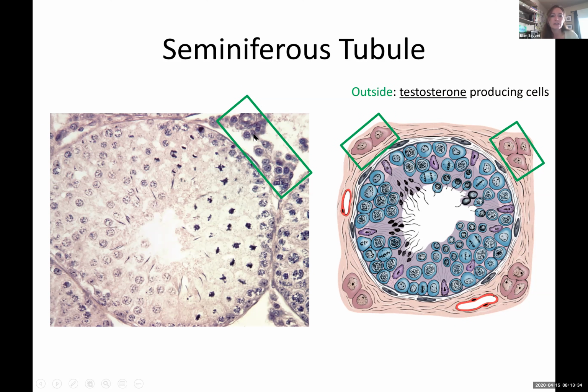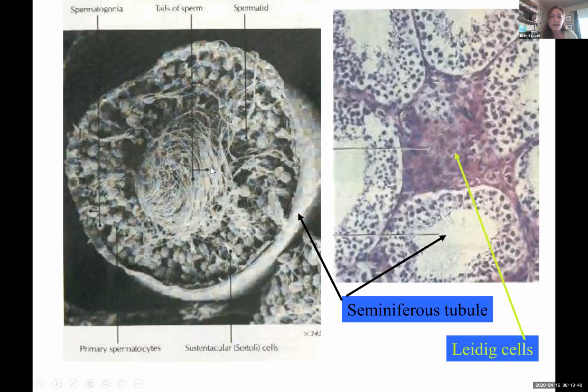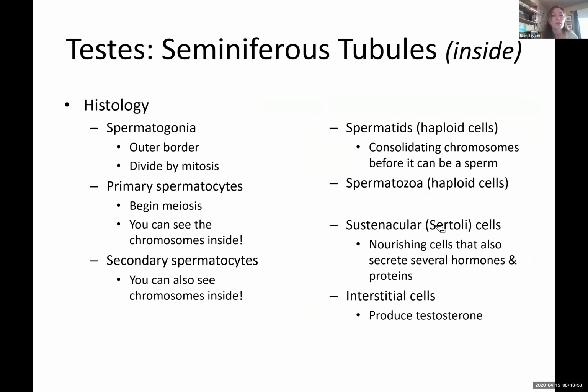So testosterone does things throughout the whole body as well as contribute to sperm production. Again, inside the seminiferous tubules, here's some adjacent area. That's going to be the Leydig cells or interstitial cells, where the sperm producing cells are here inside the seminiferous tubules. So this is the master list of the cells that you're going to need to know.